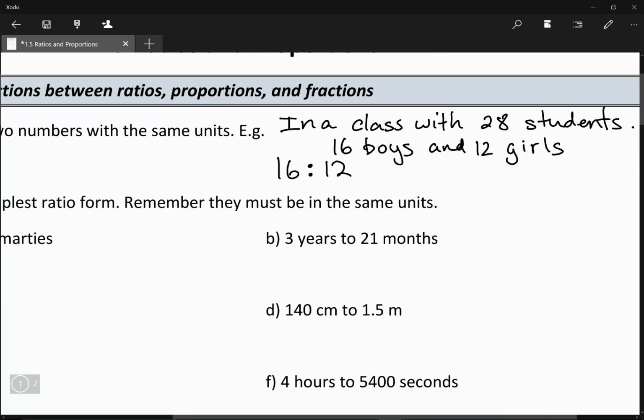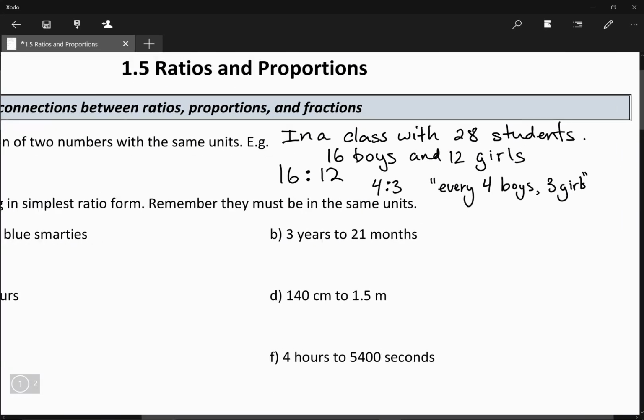And if I were to reduce this in lowest terms, I can divide each number by 4, and this becomes 4 to 3. So we read it as 4 to 3, or in this case, every 4 boys to 3 girls. I would read this as every 4 boys, we have 3 girls. So this is how we express a ratio.